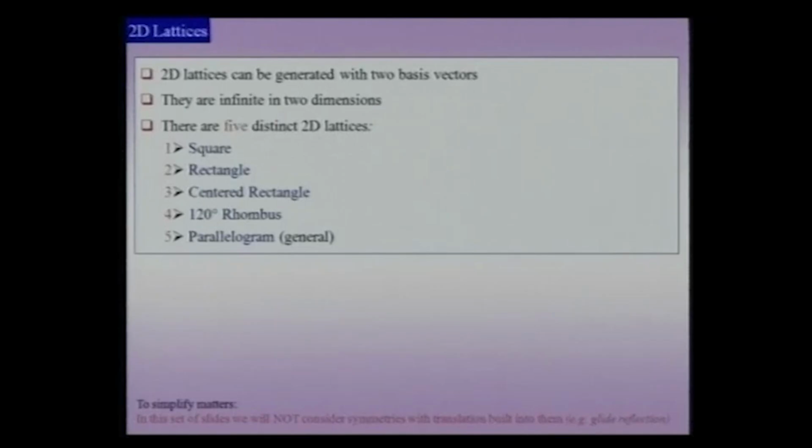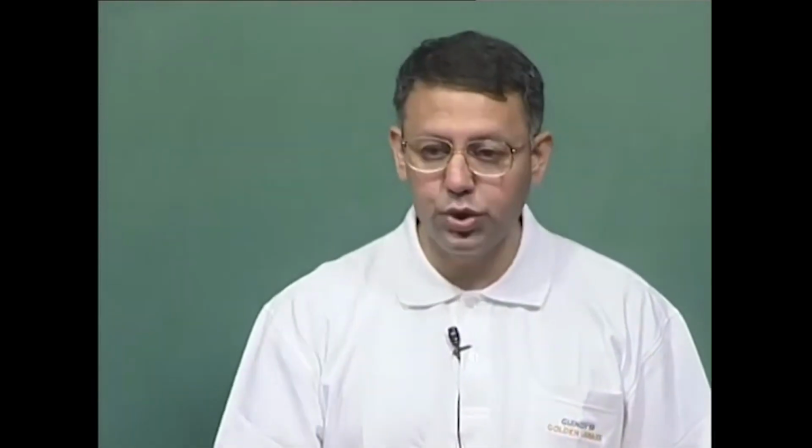Before I leave this slide, let me reiterate that this common terminology between lattices and the shape of unit cells can be a cause for considerable confusion. It should be clear at every point of time that even though the word square is also used for a unit cell, the square lattice is a different kind of entity as compared to a square unit cell.